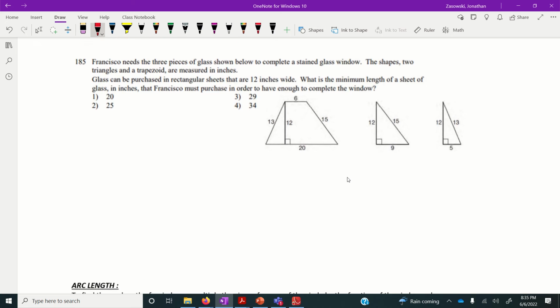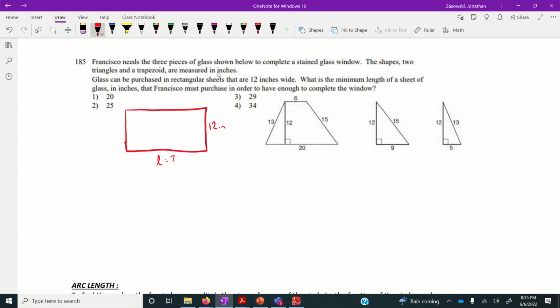Okay, number 185, Francisco needs 3 pieces of glass shown below on the stained glass window. The shapes of 2 triangles in the trapezoid are measured in inches. Now, we can have a glass sheet that is 12 inches wide. And what we want to know is if it's 12 inches wide, how many inches in length do we need? Now remember, if you're cutting pieces out of a glass, what is it really asking you to do? So see if you can figure out this one. Pause it, see if you can come up with a plan, and then we'll go over it.